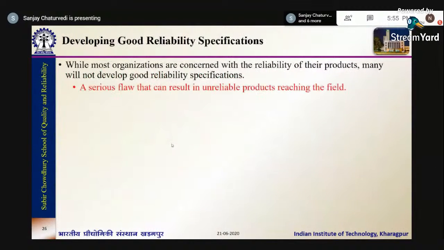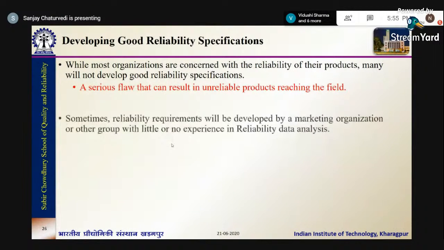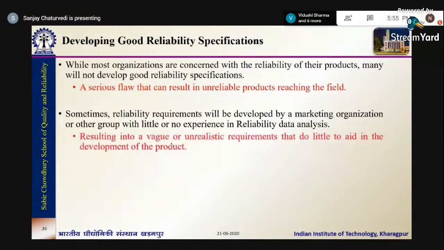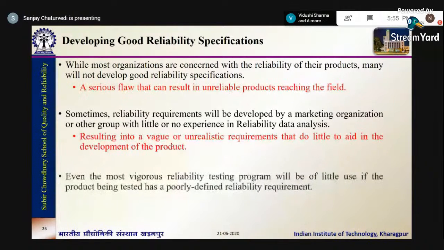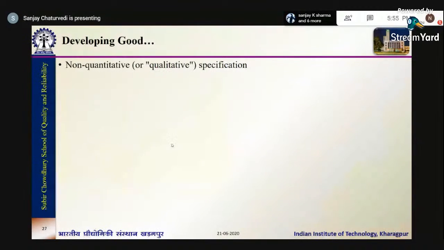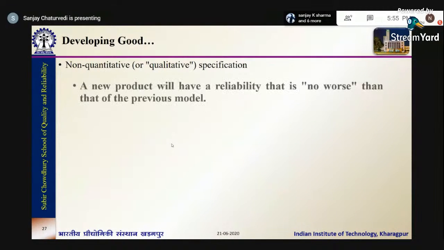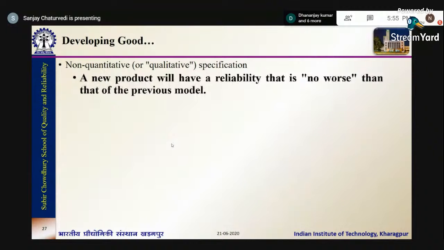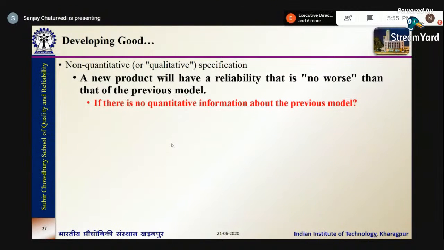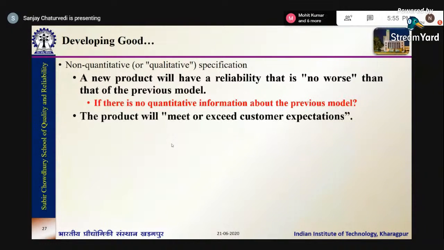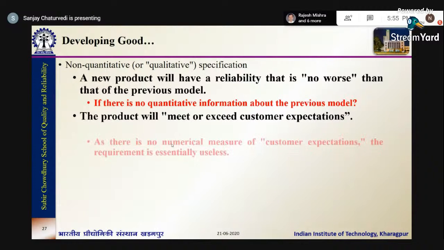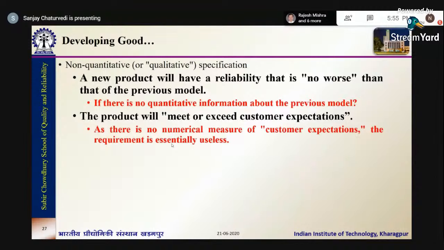This is related to what will happen once somebody develops the reliability goals, which are not like this: a new product will have a reliability that is no worse than that of the previous model. If there is no quantification information about the previous model, what is worse, what is good? Another is that the product will meet or exceed customer expectations. Again, it is a very vague criterion.